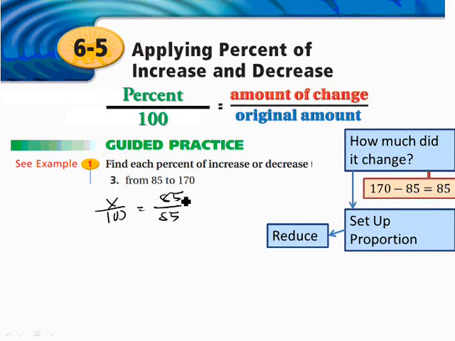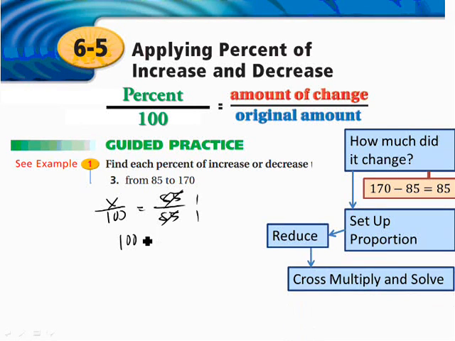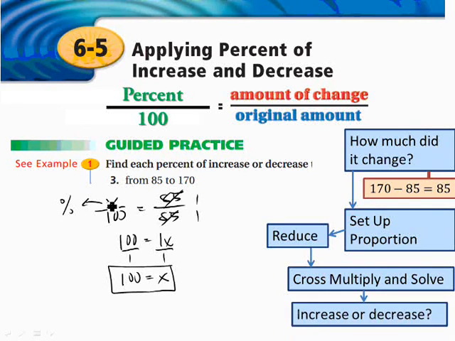I'll solve it so you can see, but let's reduce. I can divide 85 and 85 by 85. It reduces to 1 over 1. What percent is 1 of 1? It is the whole thing. Let's continue solving. Cross multiply. 100 times 1 is 100. x times 1 is 1x. Divide both sides by 1. This is highly unnecessary, but nevertheless, x equals 100. X is a percent. So this is a 100% increase.